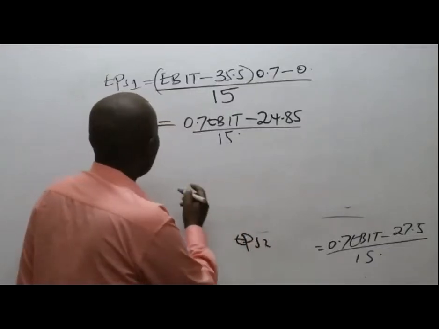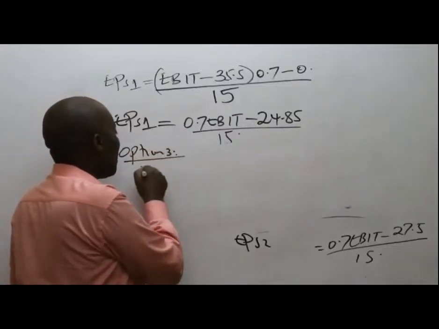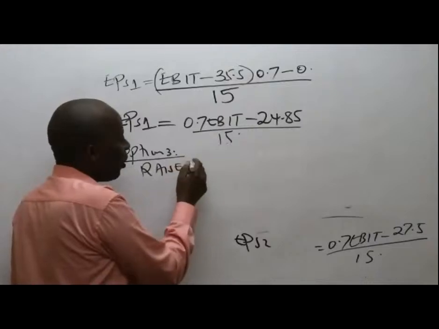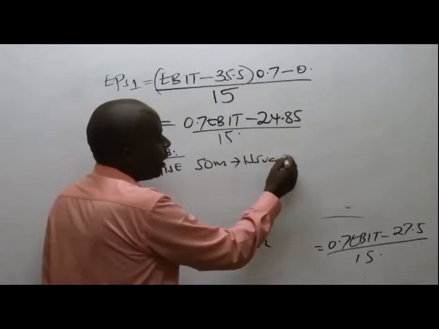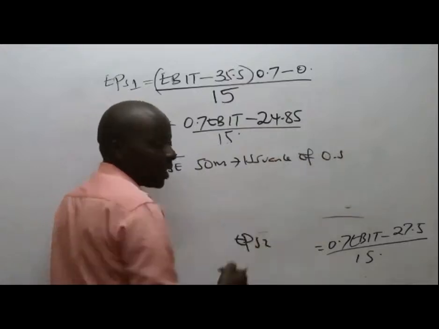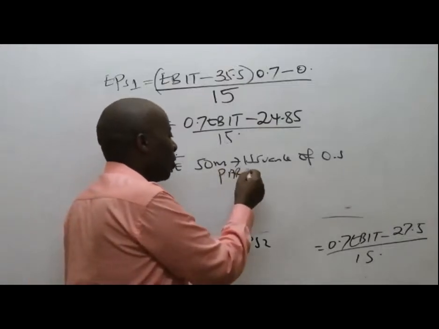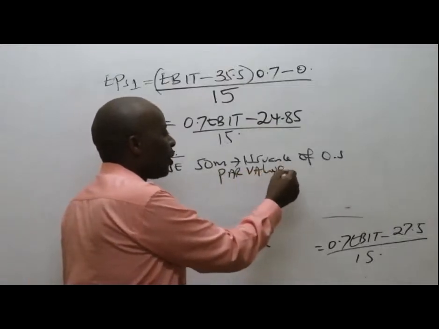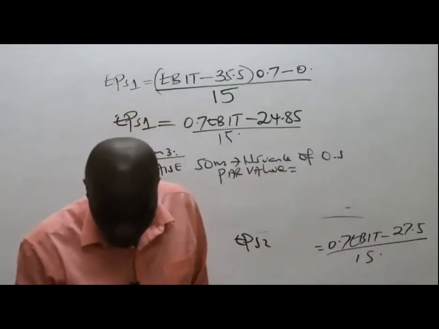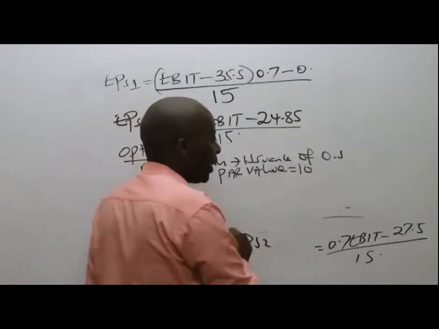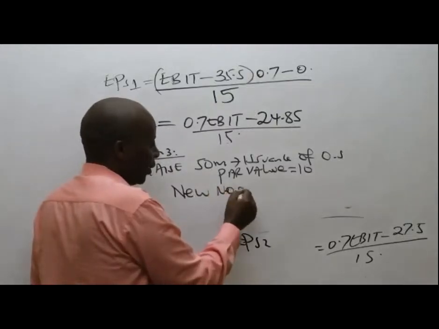What they're telling me is that for option number 3, they want us to raise how much? 50 million, but this time around by issuance of ordinary shares whose par value is 10. So then I would want to know the new number of ordinary shares.